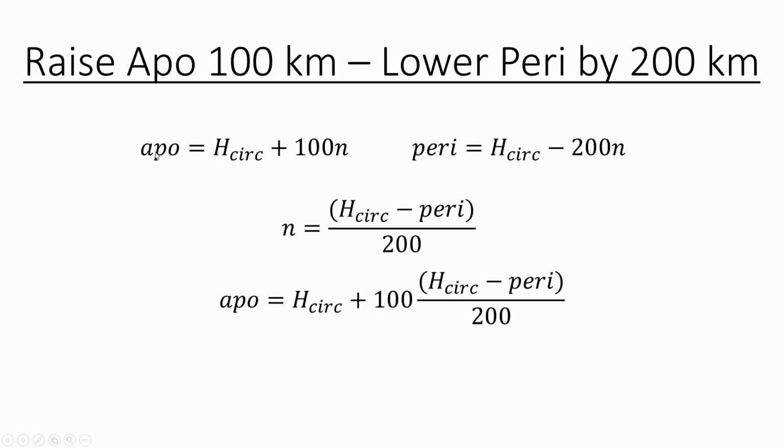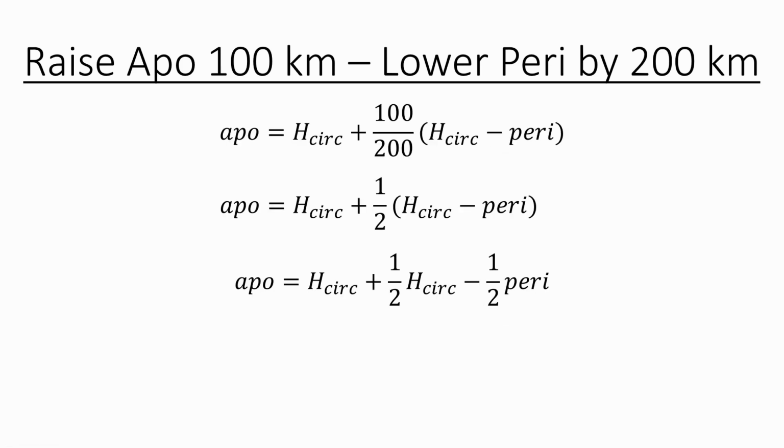And when I bring that down here, we've got apo equals the height of my equivalent circular orbit plus 100 times n, which is this stuff. Apo equals h plus 100 times, and here is n. H circular minus peri divided by 200. Okay, next step is, I've got a couple steps here. Hopefully I've done this correctly.